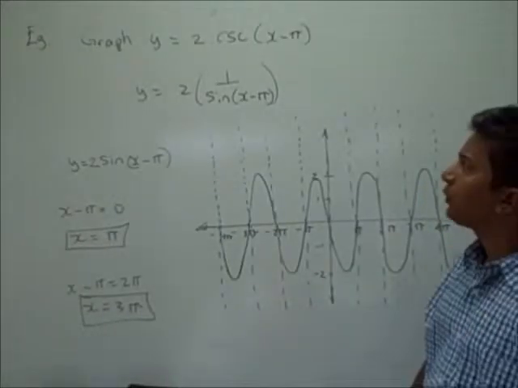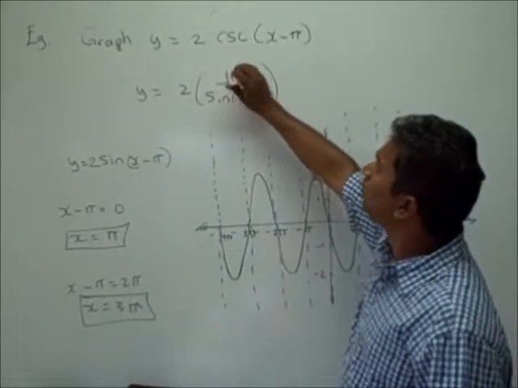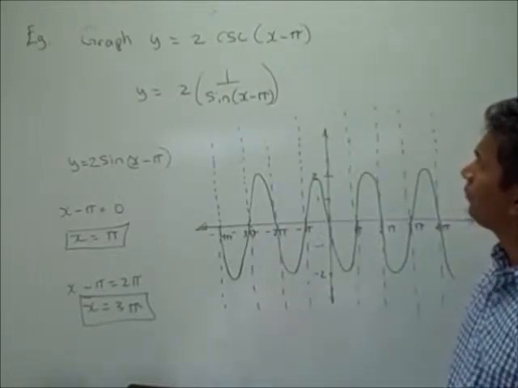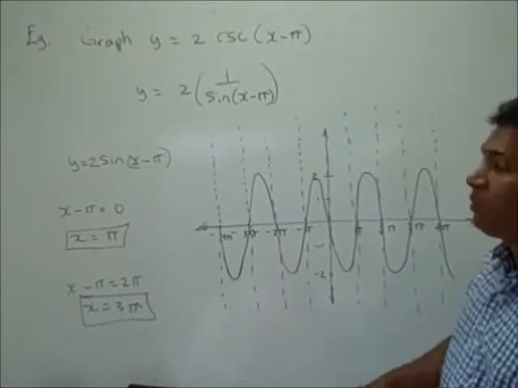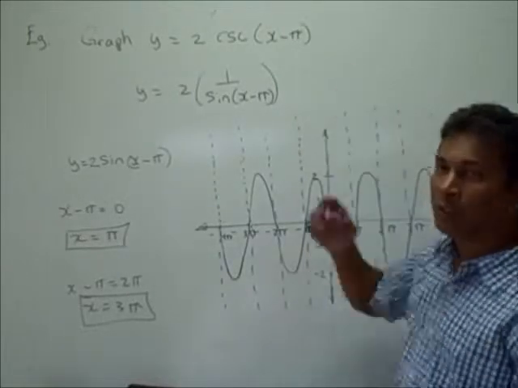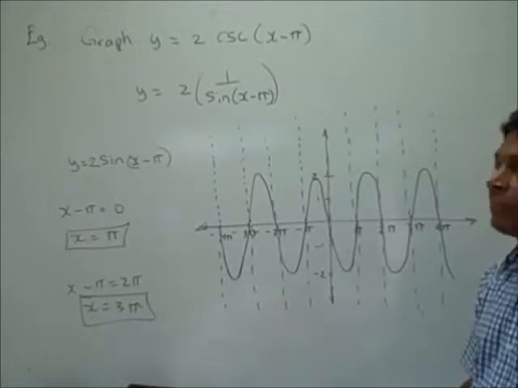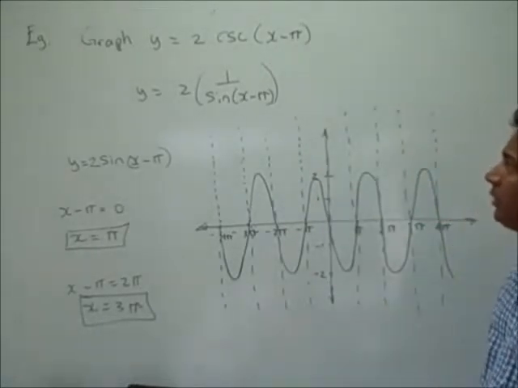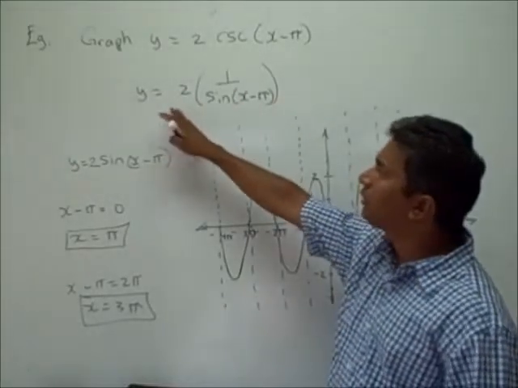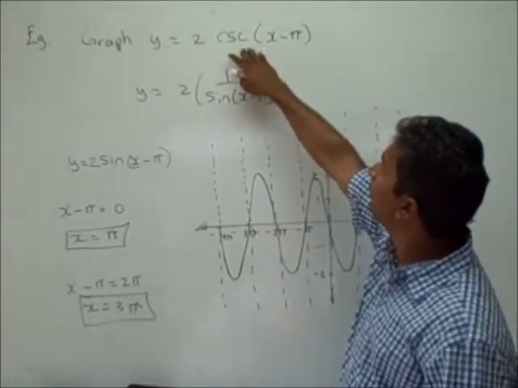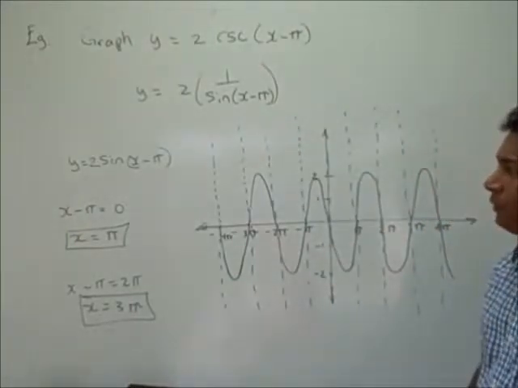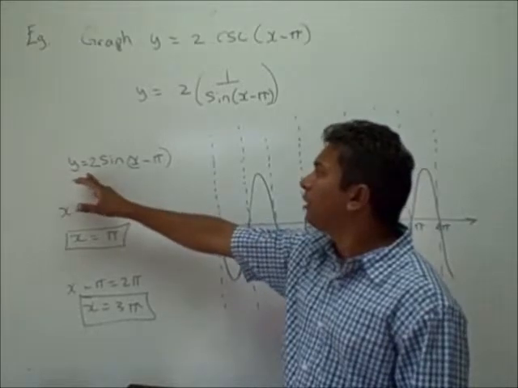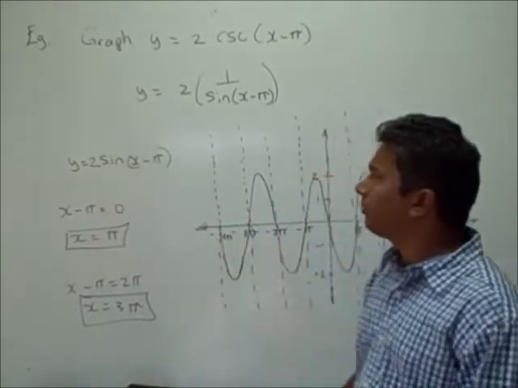In this example, we're going to look at the graph of y is equal to 2 cosecant of x minus pi. As we mentioned before, it's normally easier to graph the inverse of a cosecant function and then graph the cosecant function. We know the inverse of cosecant is sine, so this is the equivalent of y is equal to 2 times 1 over sine of x minus pi. If we graph the inverse first, we have y is equal to 2 sine of x minus pi.